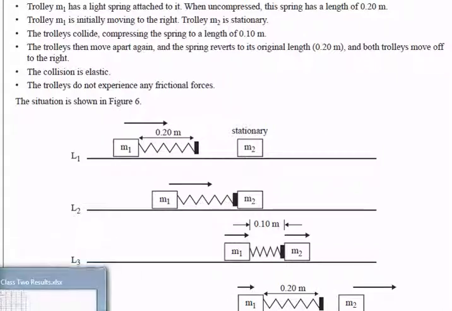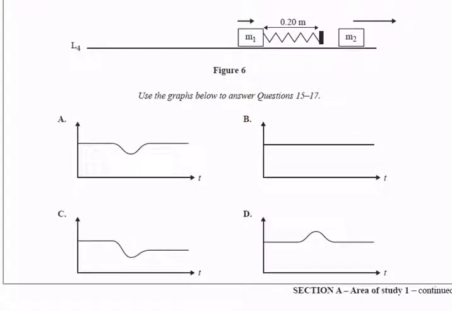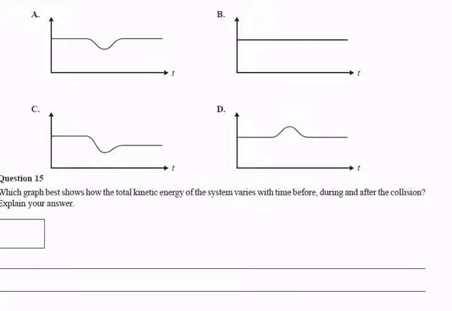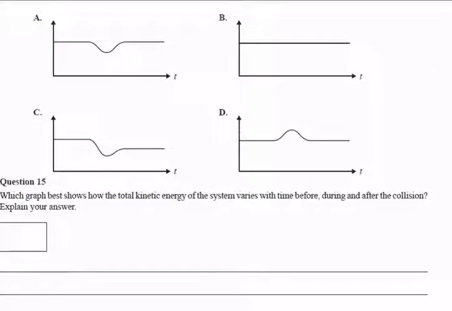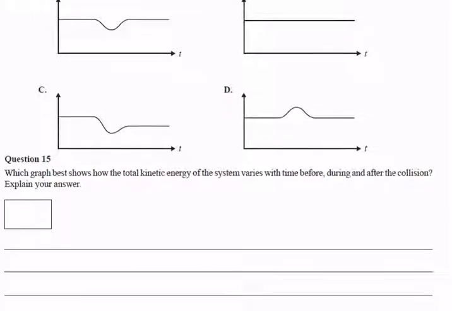Alright, and then they've given you a whole lot of graphs, and these graphs will help us answer these questions. So I've got the graphs here. The first question is, which best shows the total kinetic energy of the system before, during and after the collision? Explain your answer. Okay, so there was a dot point in there somewhere that said the collision was elastic.